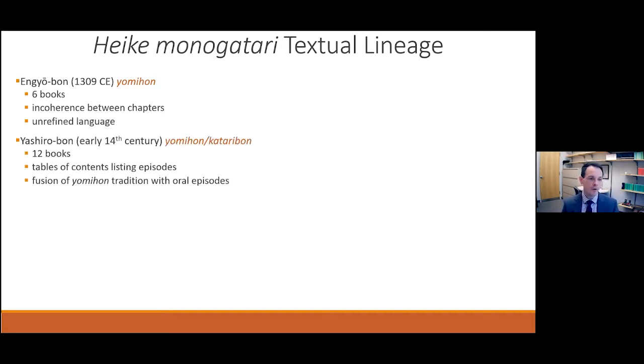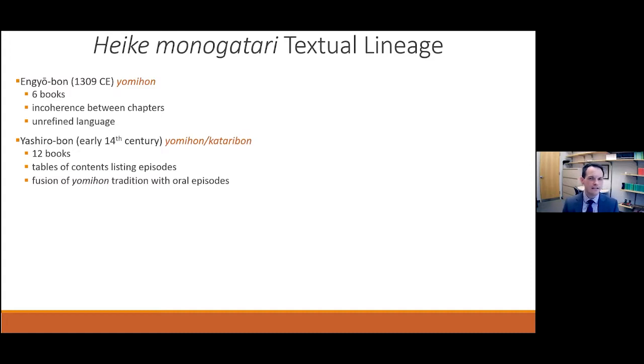The Yashiro Bon is thought to be the next oldest Heike variant and is the senior-most Katari Bon text. It was probably first written down in the early 14th century. Unlike most or several of the other manuscripts that we'll talk about today, the Yashiro Bon's manuscript gives no indication of its date, but our relatively firm confidence in its seniority rests upon several compelling factors.